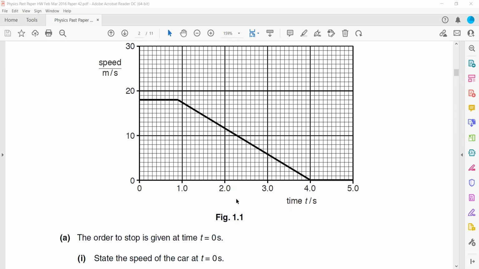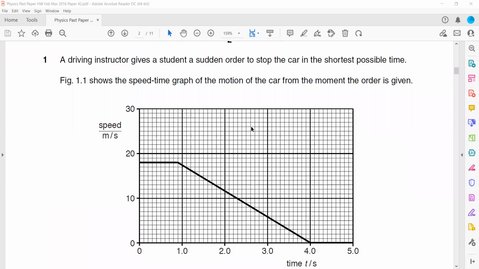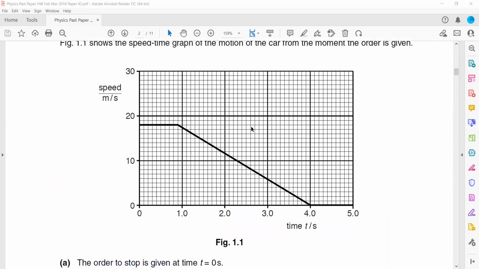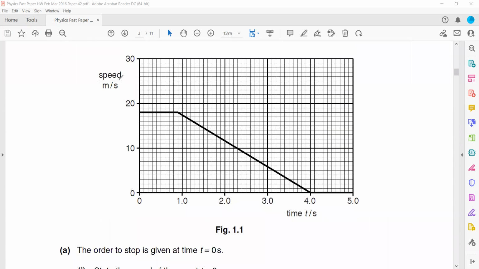The speed time graph is given for a motion of the car. Figure 1.1 shows a speed time graph for a motion of a car from the moment the order is given. So the moment the order is given, the car was traveling at 18 meters per second. But look, this is the point where the instructor gave the order.